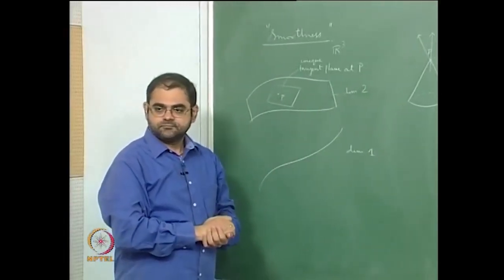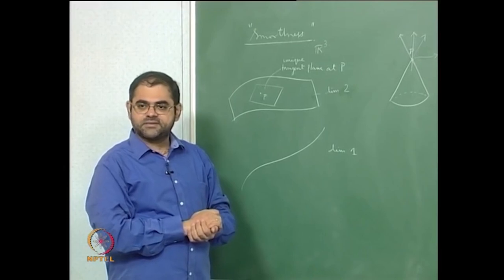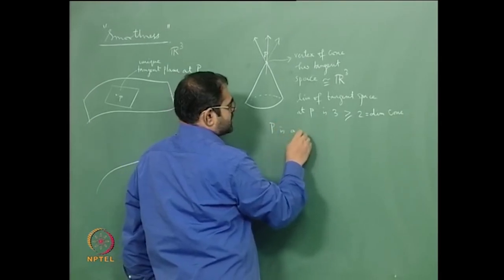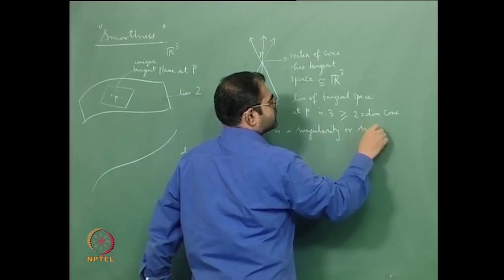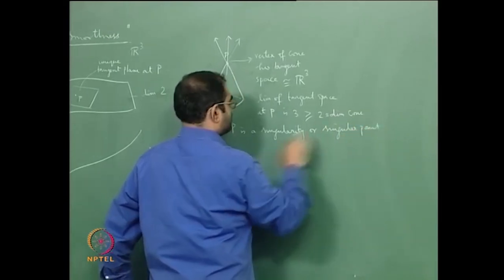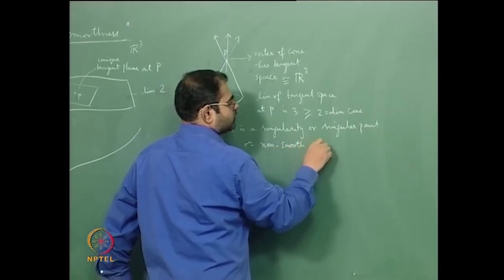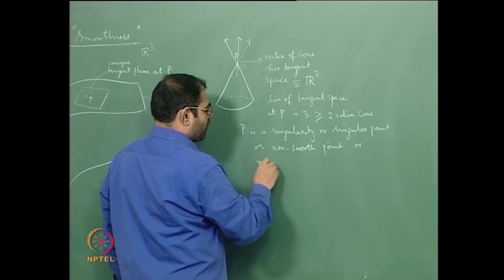The cone is 2-dimensional, but you take that point which is the vertex of the cone, and there you look at the tangent space, namely the vector space spanned by all tangent vectors. The tangent space is 3-dimensional, so the tangent space dimension is more than the dimension of the cone. And so this tells you that P is a singular point. P is a singularity, or singular point, or a non-smooth point. Sometimes in the language of usual analysis, you also say it's a non-manifold point.